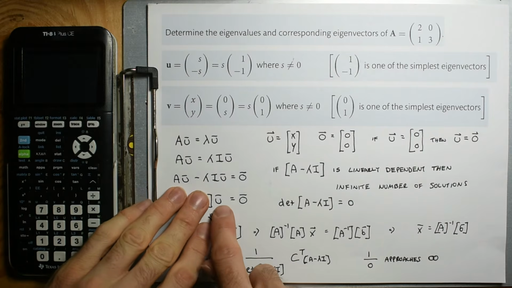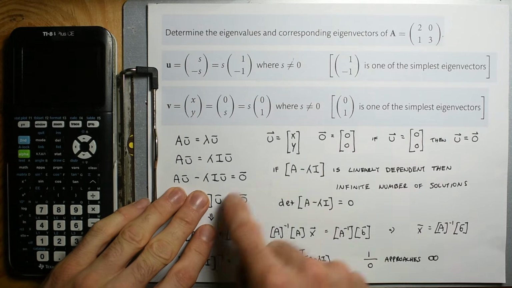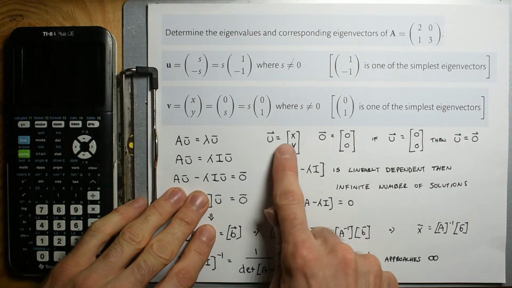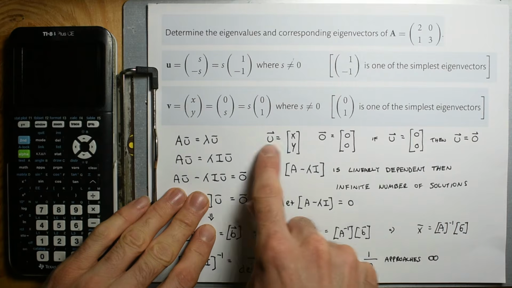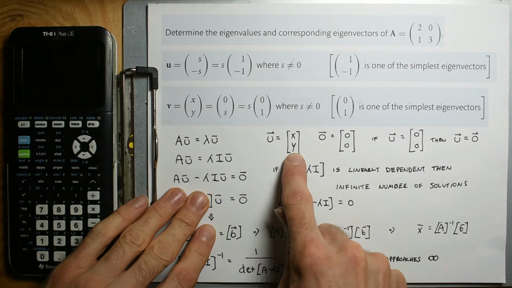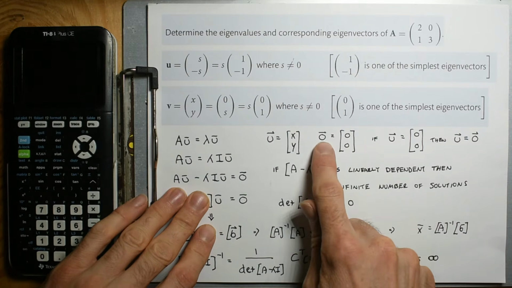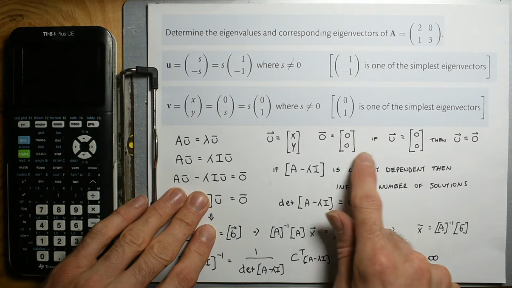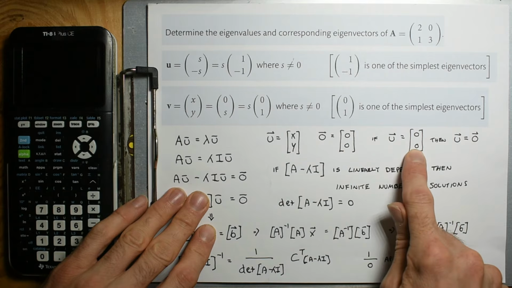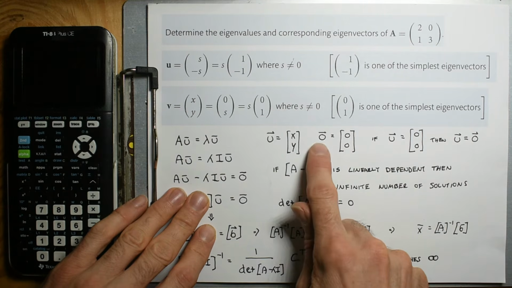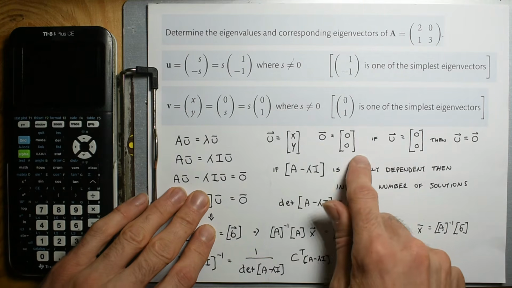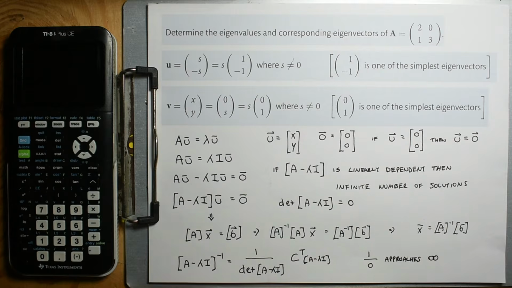Anyway, so we have the general solution is x, y is equal to 0. And that would look like this. Just this matrix U is going to be in the form of x and y. And then if U is 0, then U is the 0 vector. The 0 vector is just zeros in that xy position.